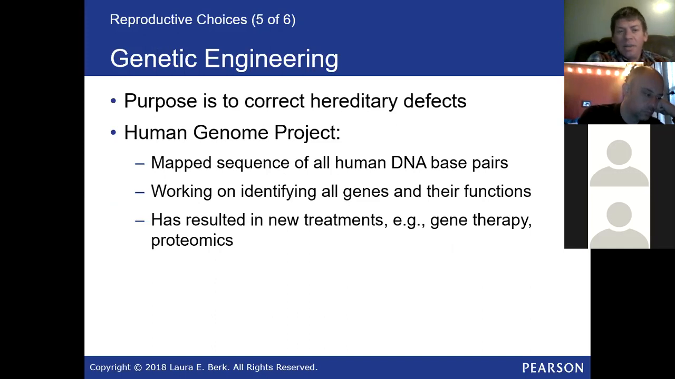So, genetic engineering, the purpose is to correct hereditary defects. As a result of the Human Genome Project, where they mapped the sequence of all human DNA base pairs, not all variants or variations of those base pairs, but just knowing these are the number of base pairs we have. These are the number of possibilities. Working on identifying all genes and their functions, and of course, this has resulted in new treatments like gene therapies, and proteomics is looking at what proteins a gene synthesizes.